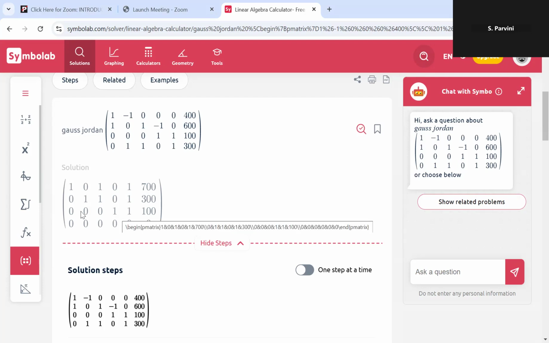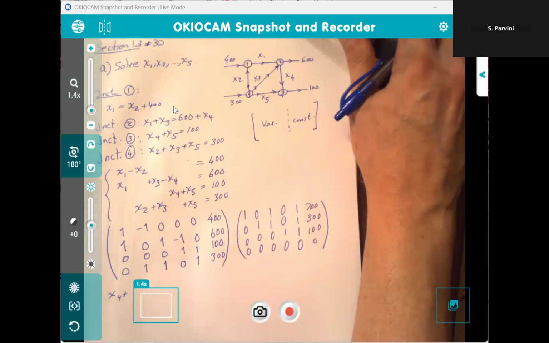What does the third equation read? X4 plus X5 equals 100. Thank you. Now that I've written that, let me go back to my camera. Please copy this one. I did it on my paper. I'll show you in a moment. So let me stop share and change it back to my notes. All right, so this is where I'm at.